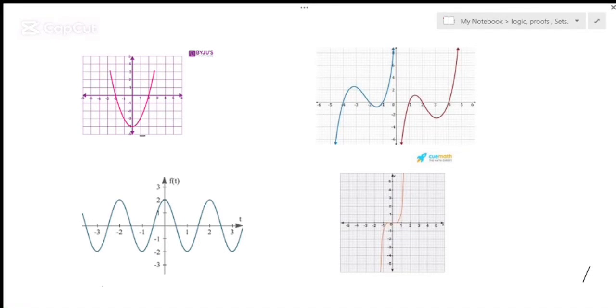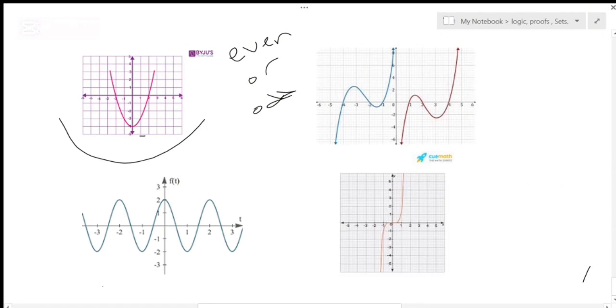Hello everybody. So you're a grade 12 student, but till now you don't know how to distinguish between even and odd functions. That's why I'm here to help you. In order to know if the function is even or odd, you should only look at the y-axis and the O.